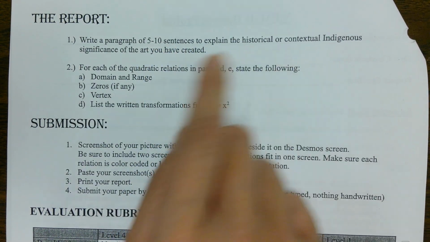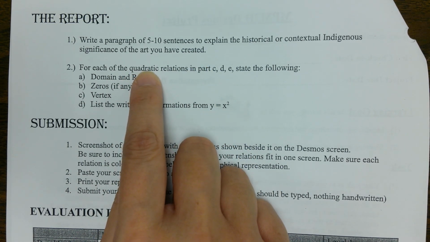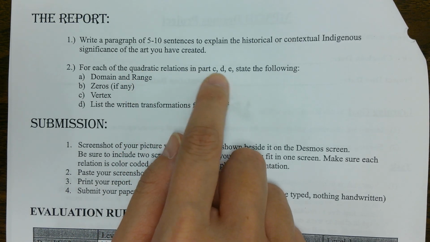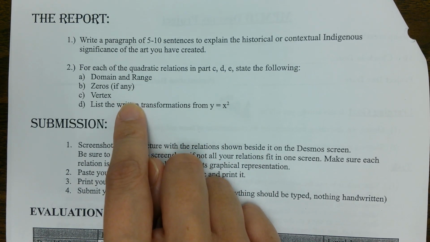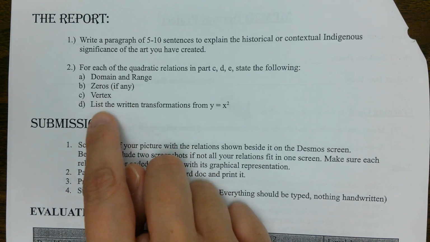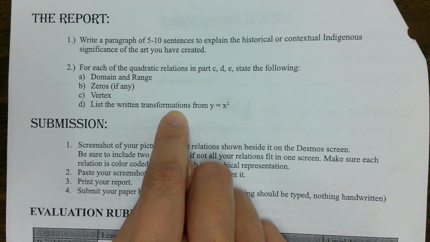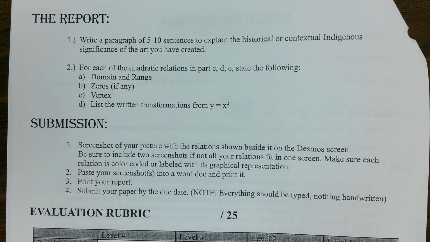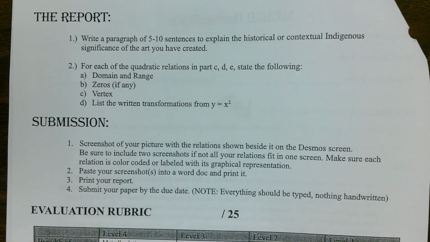All right, and then the second part, only on the quadratic relations, which is the parabolas, part C, D, and E. For each of those equations, I want you to list the domain and range, the zeros, the vertex, and the written transformations. Okay, so only based on the quadratic equations.